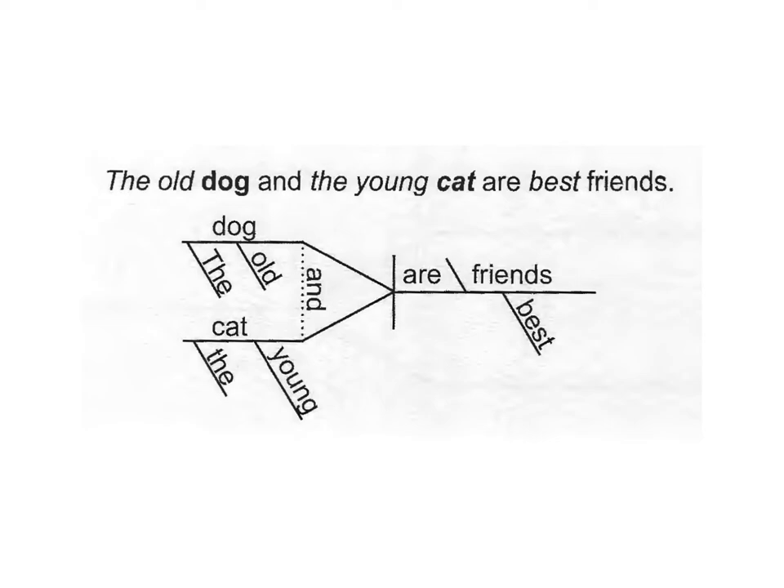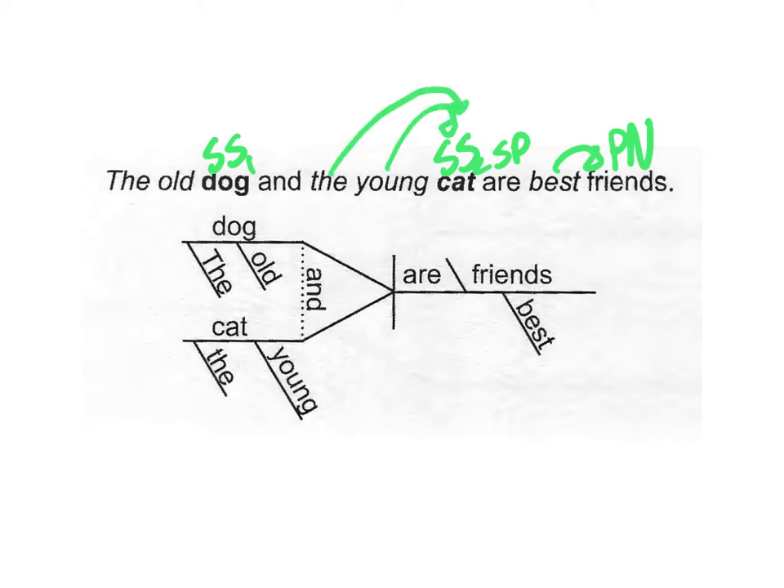Who or what is this about? Well, it's about dog and it's about cat. Simple subject sub 1, simple subject sub 2. What do they do? Well, they exist as, so that's a linking verb, are. Exist as what? Friends. Predicate nominative. What kind of friends? Best friends. What kind of cat? Young cat. Which cat? The cat. What kind of dog? Old dog. Which dog? The dog. What does and connect?